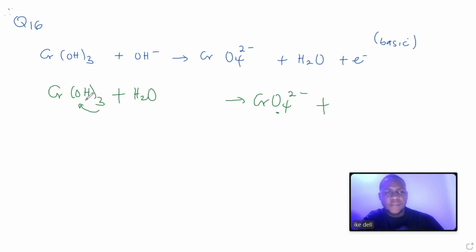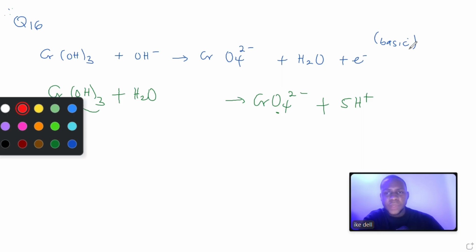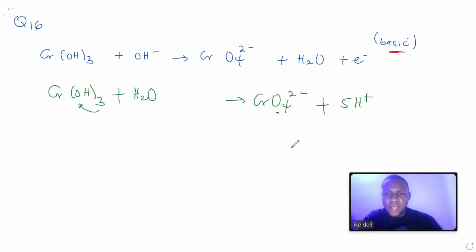Now I'll count my hydrogen. How many hydrogen do I have on the left? 3 plus 2, that's 5. So I need to add 5H+ on this side. That has balanced my oxygen and has also balanced my hydrogen. Now, before I go into the next step, which is to balance the charges with electrons, I would have to ensure that I eliminate anything that is talking about acidic nature here, because we're supposed to balance in basic medium.